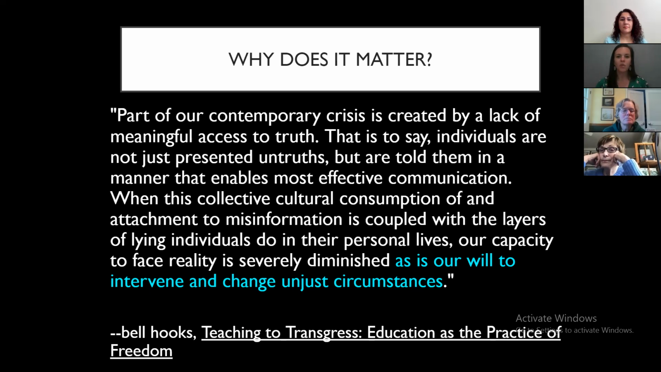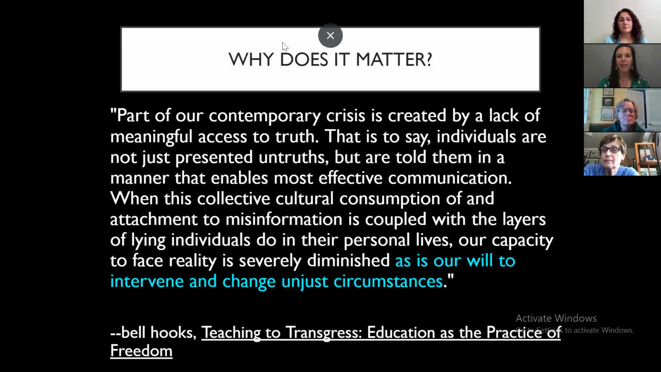When this collective cultural consumption of and attachment to misinformation is coupled with the layers of lying individuals do in their personal lives, our capacity to face reality is severely diminished. And here's the part that really strikes me, and I added this emphasis, as is our will to intervene and change unjust circumstances.